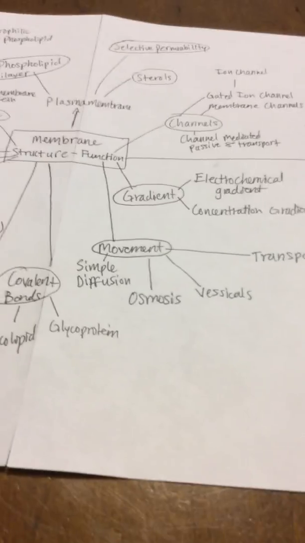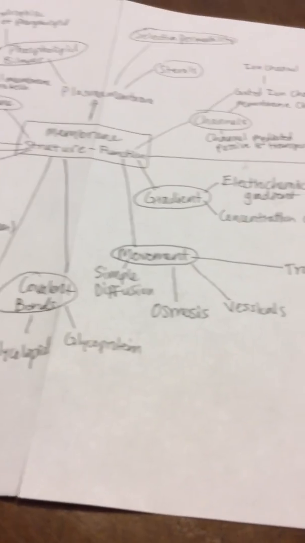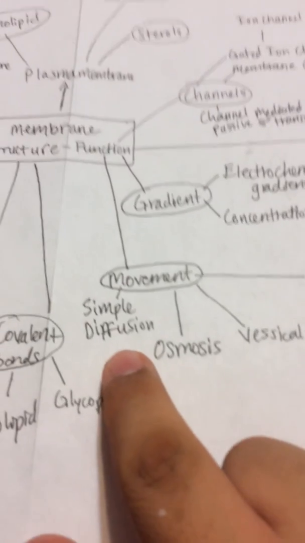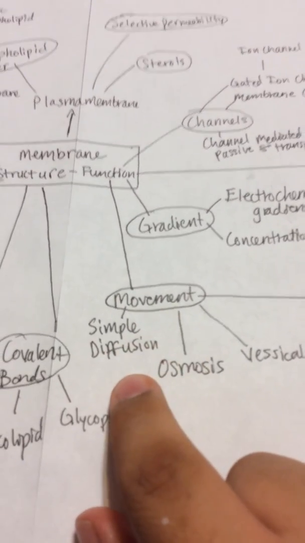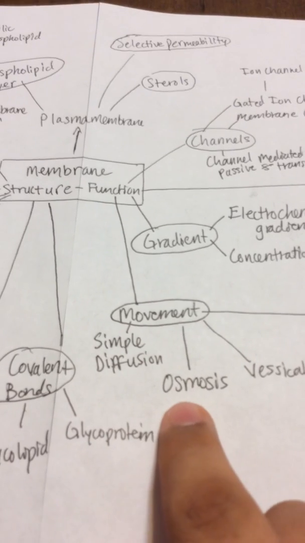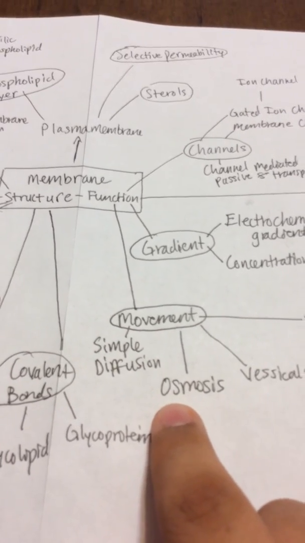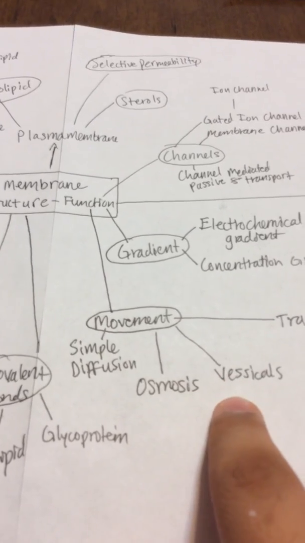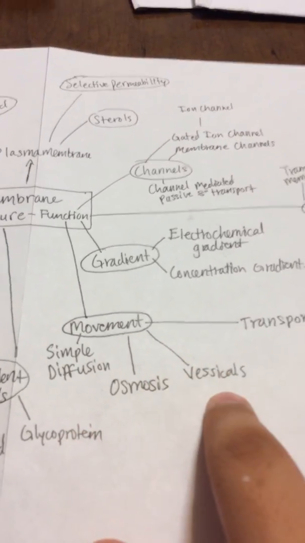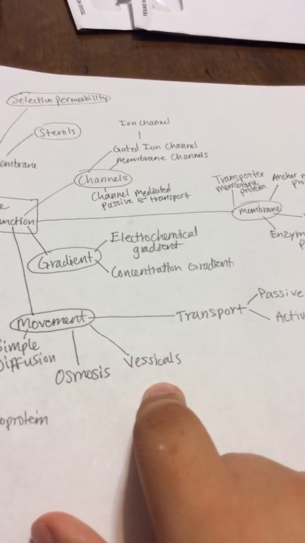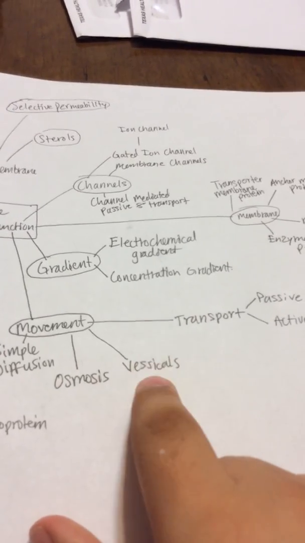And we have movement: simple diffusion, osmosis, and vesicles, and I'll be explaining these first. Simple diffusion is when a molecule can pass through the lipid bilayer with no aid at all. Osmosis is when water transfers from a high water concentration to a low water concentration. Vesicles allow membranes to move from one part of the cell to another.